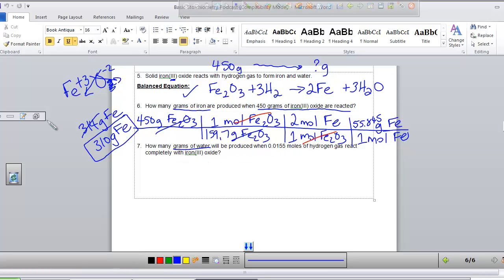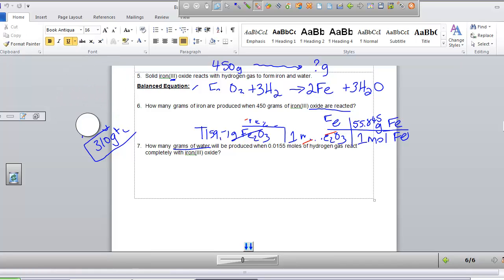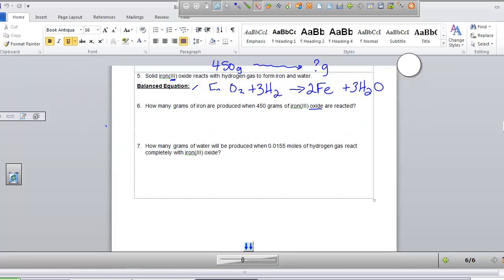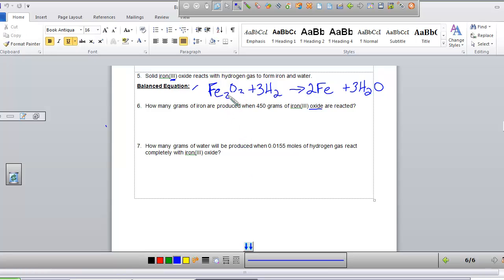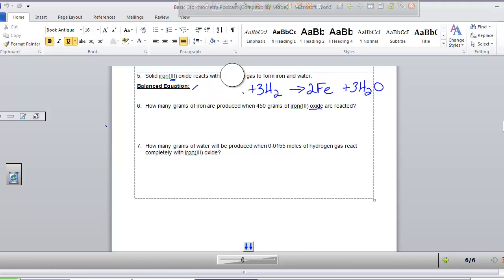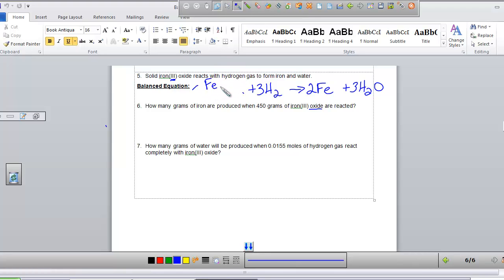How many grams of water? And to make life easier, I'm just going to erase all this stuff right here. Kind of clear everything up since we're on a new part. Okay. All right. So we had iron 2, or iron 3, excuse me. Nope, I was right to begin with. Okay. Fe2O3. Okay, and there was a 1 in front of there. How many grams of water, so I'm looking for grams of water, will be produced when this many moles of hydrogen gas? So you have 0.155 moles of hydrogen.